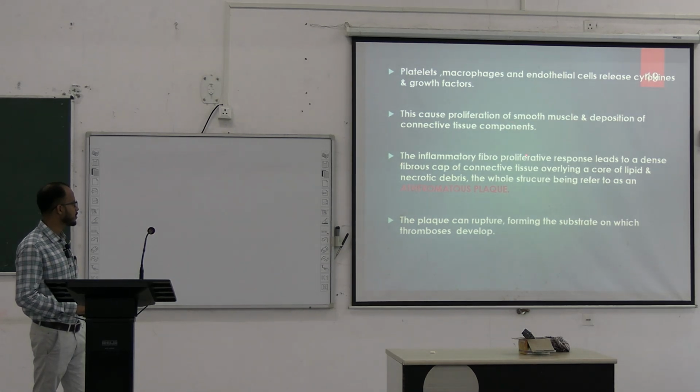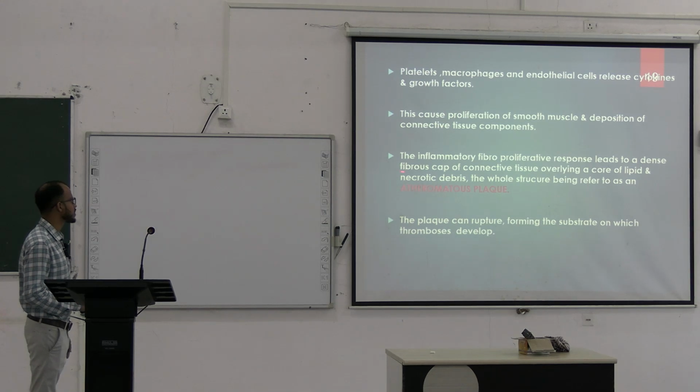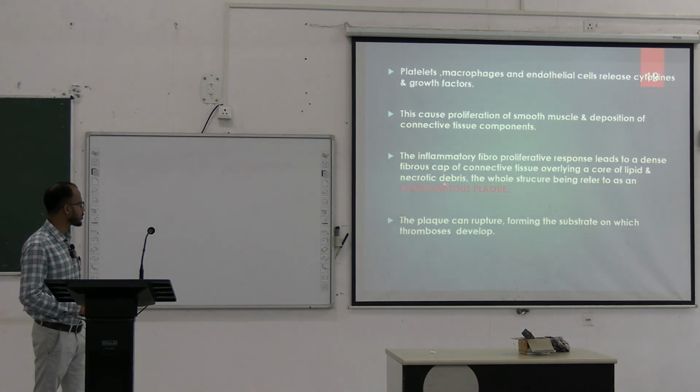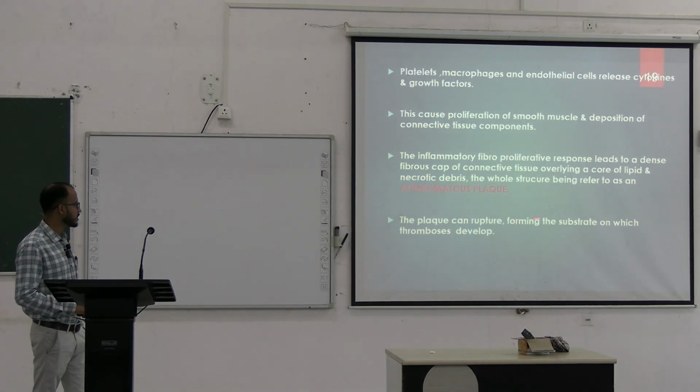The inflammatory fibroproliferative response leads to a dense fibrous cap and connective tissue overlying the core of lipid and necrotic debris. This is called an atheromatous plaque. This plaque can rupture, forming the substrate on which thrombosis develops.